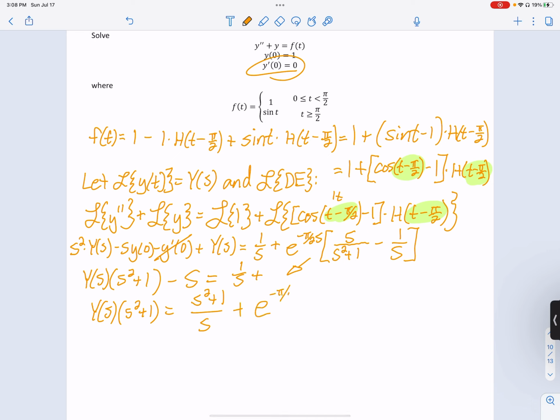This time I will write it. Sorry for my lines not being straight. I'm using an iPad on a shaky desk. All right, there we go.